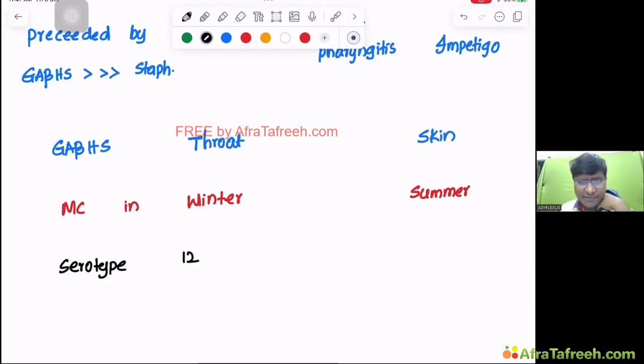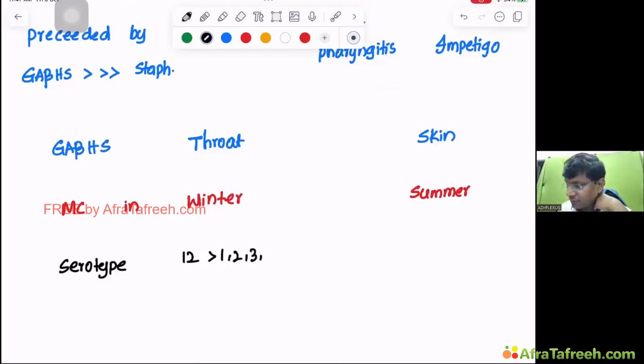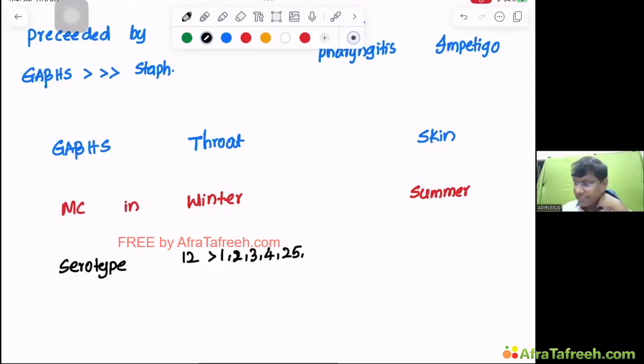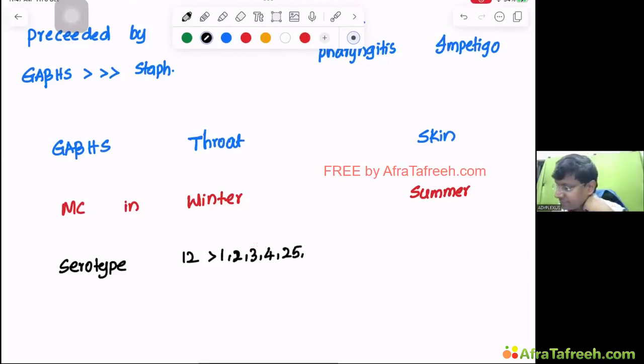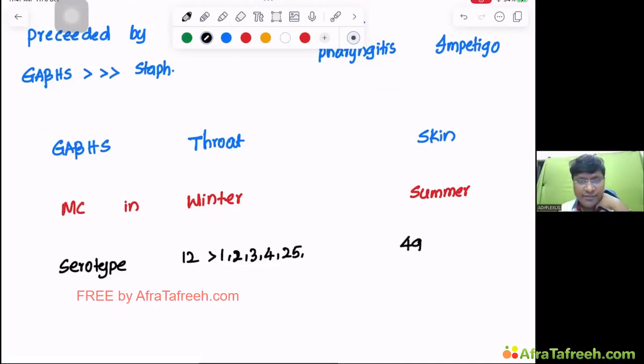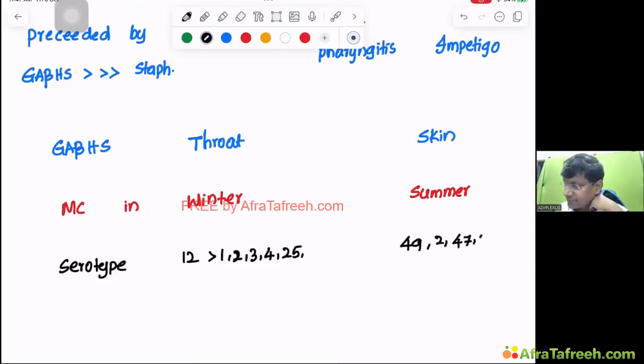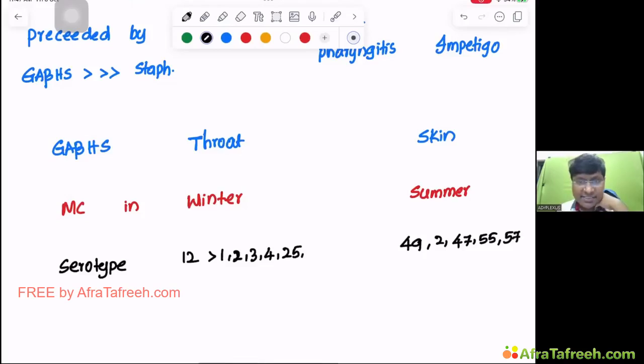What are the other serotypes apart from 12? 1, 2, 3, 4, and then we have serotype 25. Then the common serotype causing skin infection will be serotype 49, right? And apart from serotype 49, we have many other serotypes as well. That is serotype 2, then we have 47, 55, 57, and then 60.